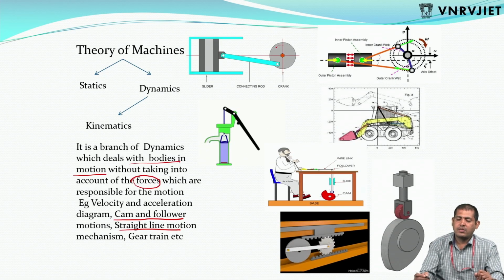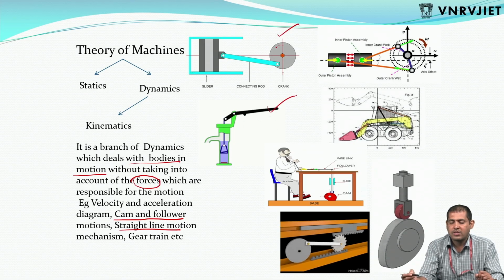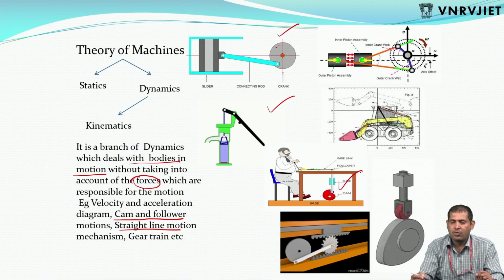Here we are going to consider velocity and acceleration diagrams. Here it's a motion, and how it's transmitting motion. Again, here cam and follower.